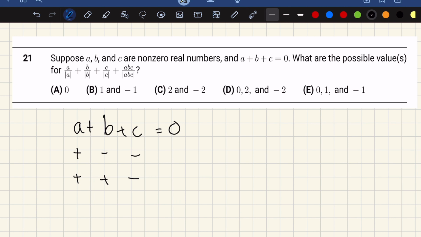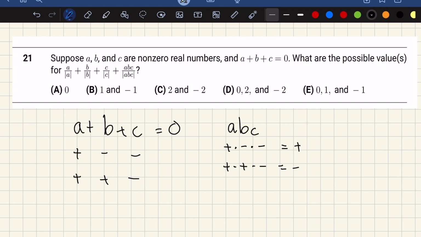So now we can use this fact to decide that ABC is either made from a positive times a negative times a negative, in which case it's positive, or it's going to be a positive times a positive times a negative, in which case it's going to be negative. So ABC can either be positive or negative.